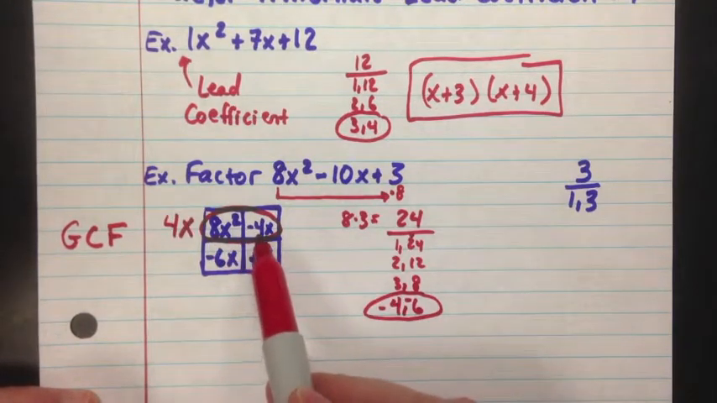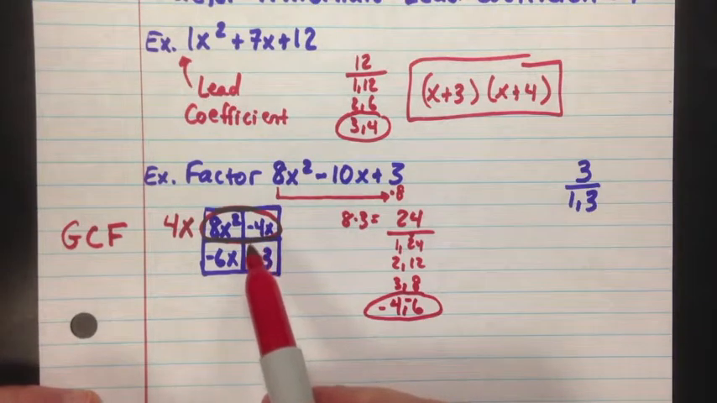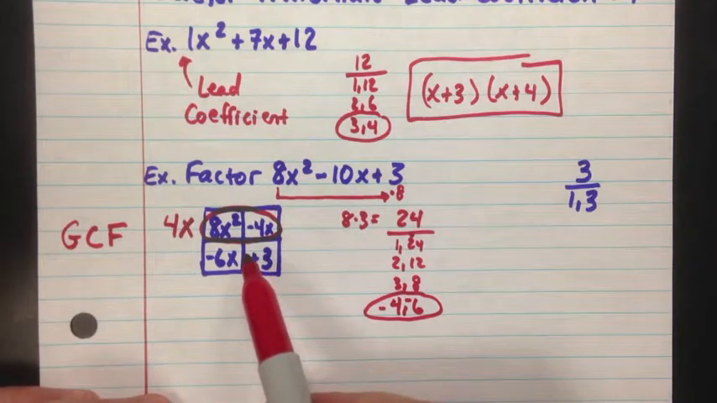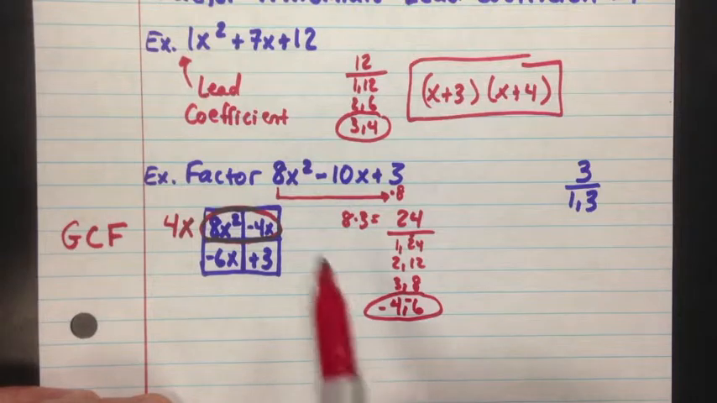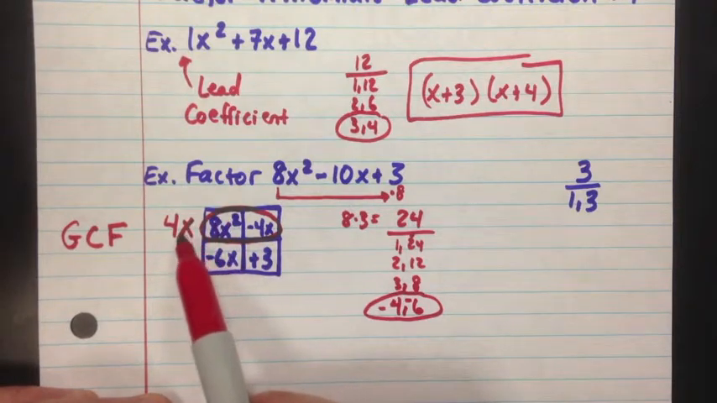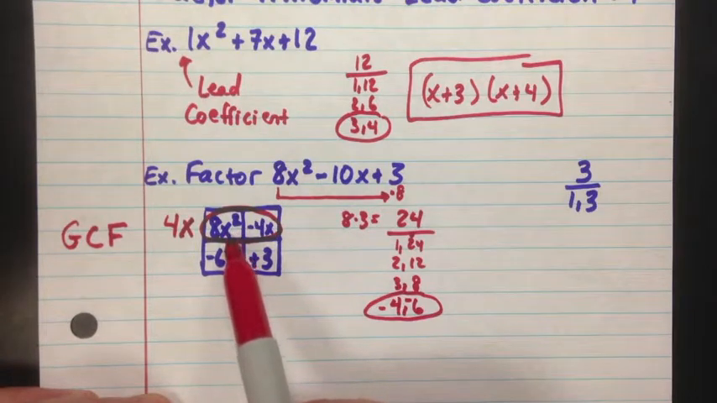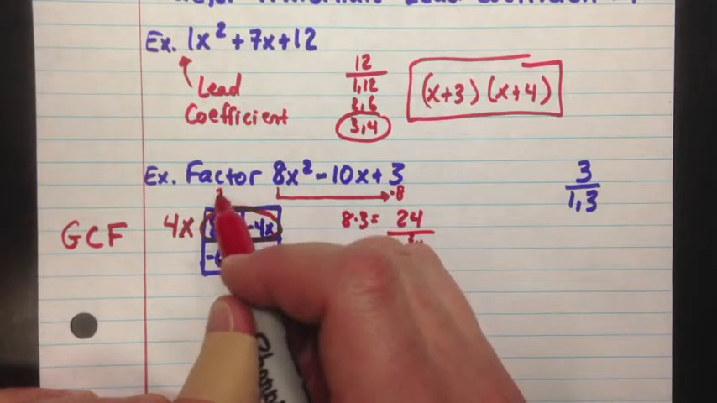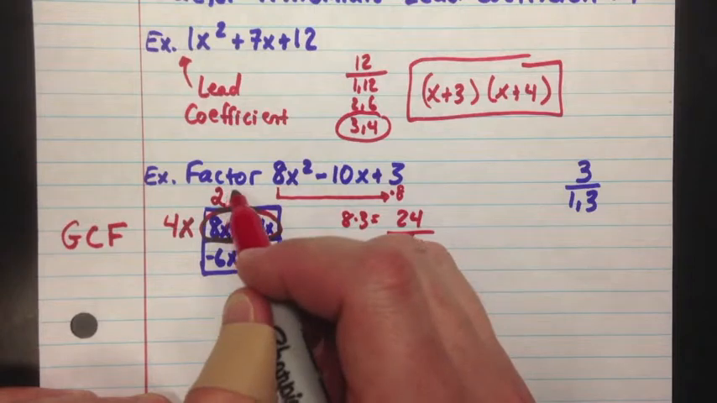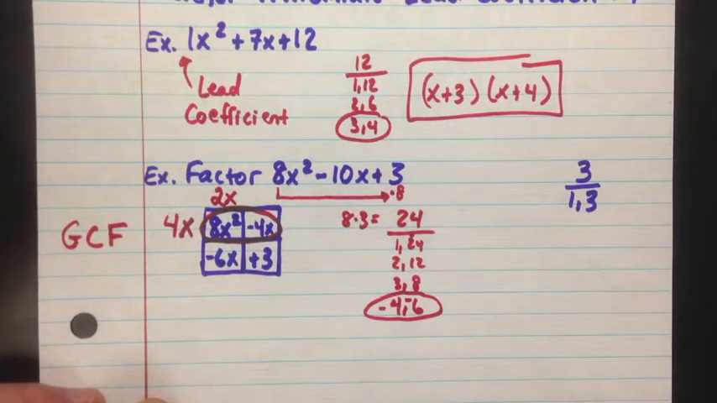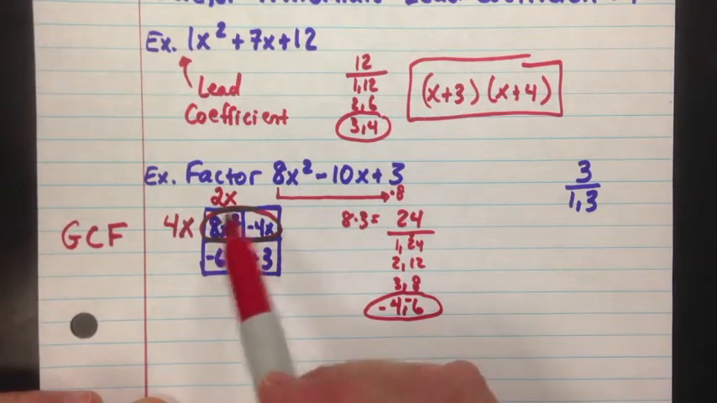4 goes into 8, and 4 goes into negative 4. Okay, so how do I fill out the rest of the box? Well, now I do the times table. 4x times what will get me 8x squared? Now 4 times 2 gives me 8, and then x times x gives me x squared. So that's going to be a 2x.